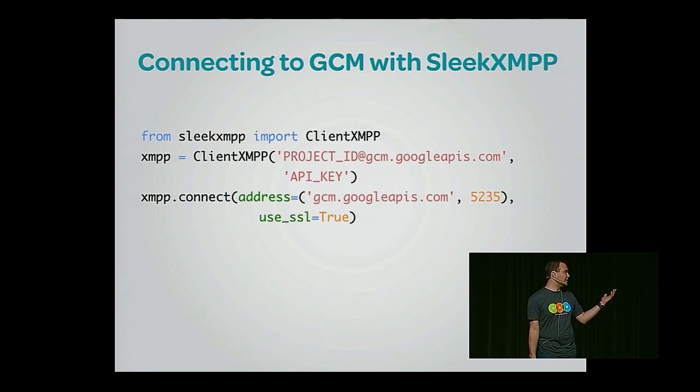So this is how you establish the connection again. You just import a package, create the client XMPP, give it your API keys, give it the Google address. You have to use use SSL equals true, because if you don't, Google's going to reject your connection. And that's it. You have your XMPP connection established, and then XMPP is a chat protocol. So messages are going to be coming back and forth.